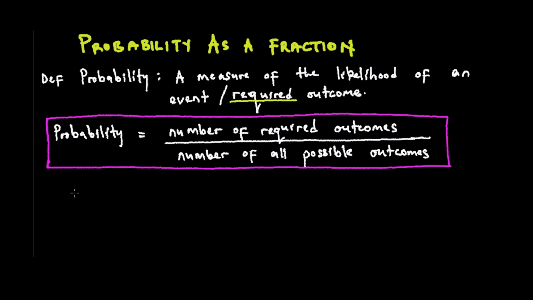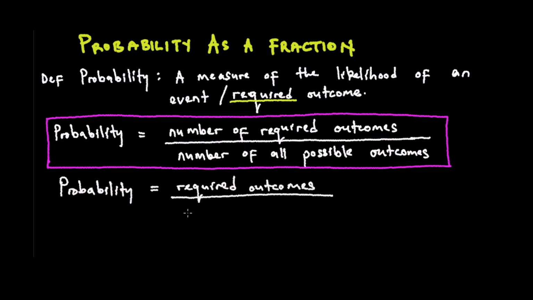Of course, you are allowed to shorten it and just say probability is equal to required outcomes over all possible outcomes. Or just over possible outcomes. You can write it like that.